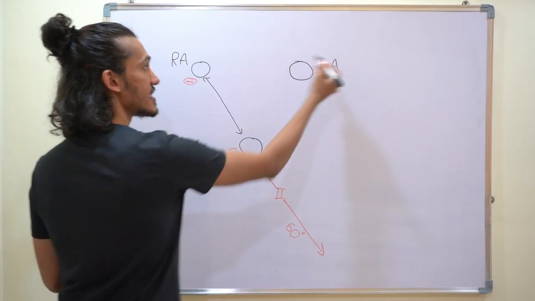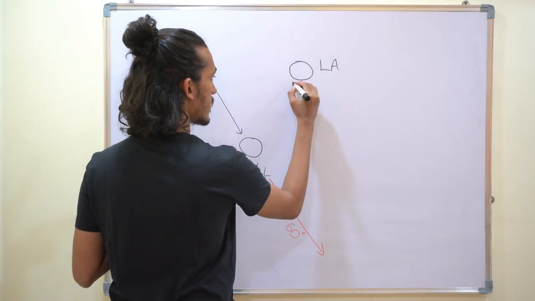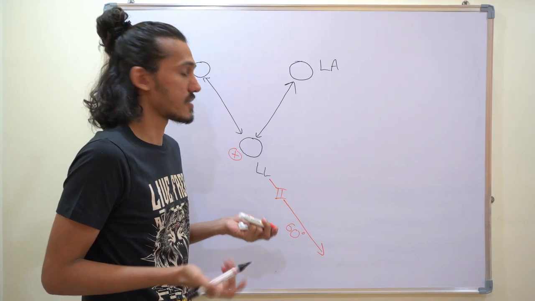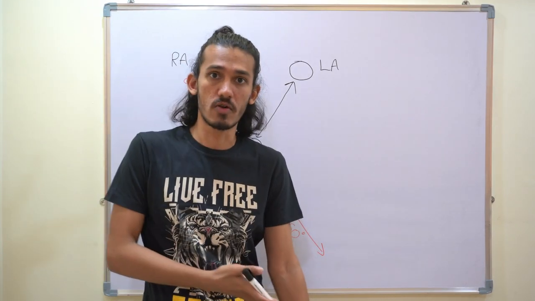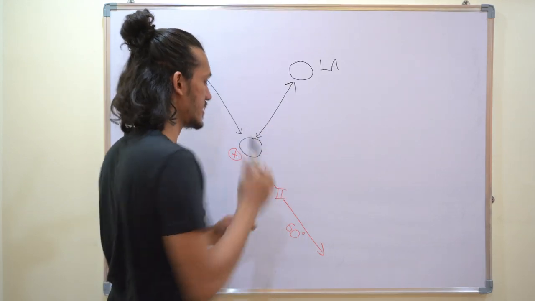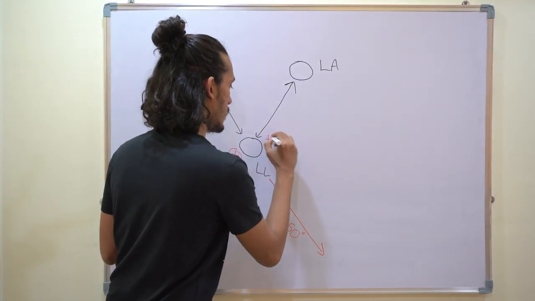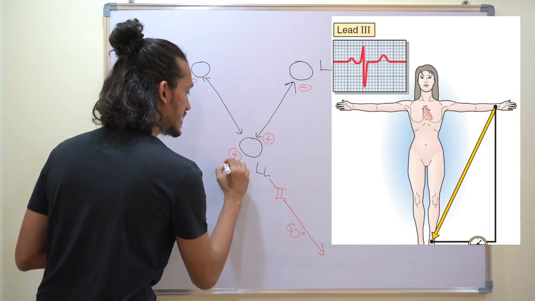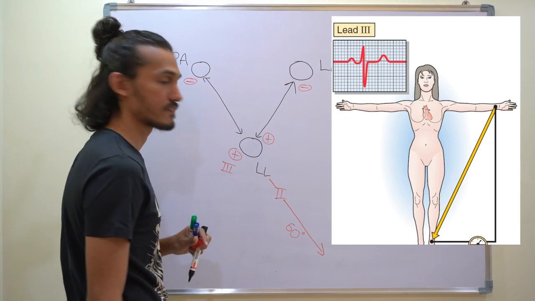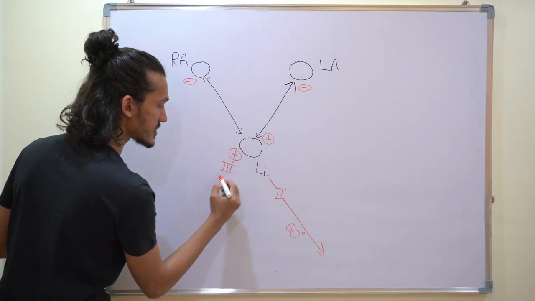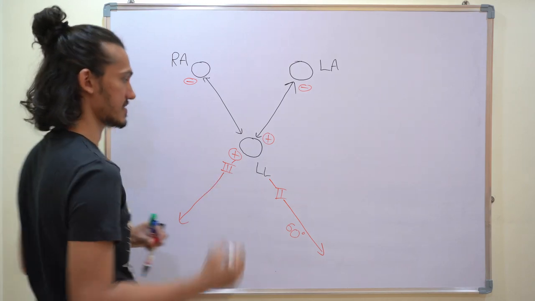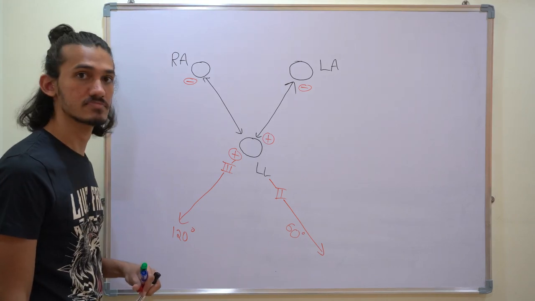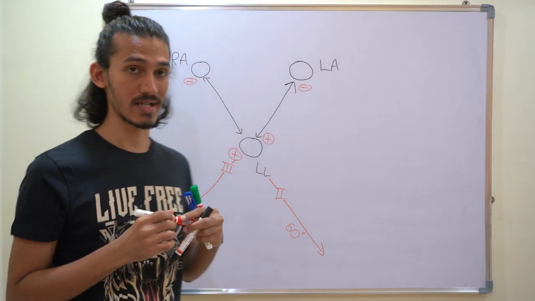What about lead 3? If you're connecting the left arm and the left leg, again you tell me which direction should be the positive terminal, because the majority of impulses are going down. So this would again be the positive terminal over here, and this the negative terminal. So this is lead 3, and this lead 3 will be generally like this. So if this is 60, this will be 120 degrees. Now we're left with lead 1.